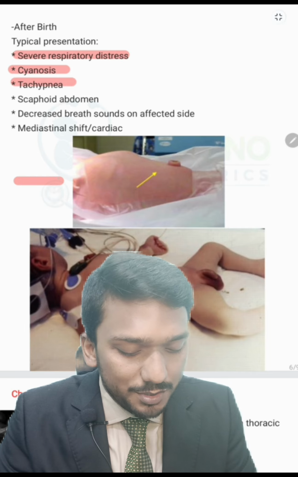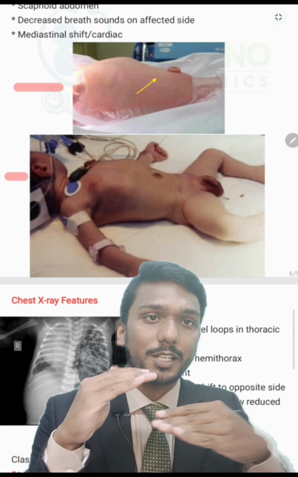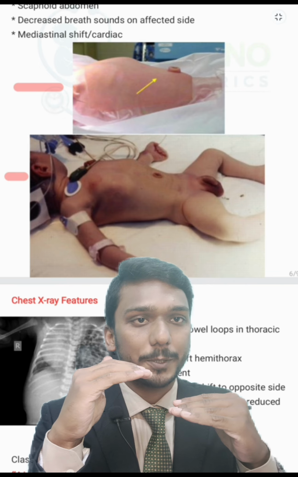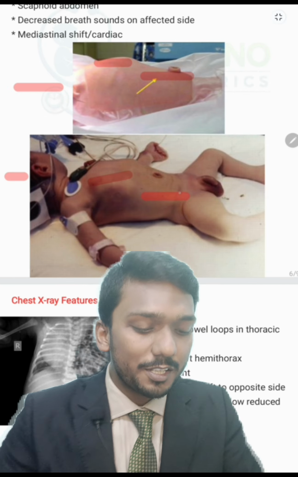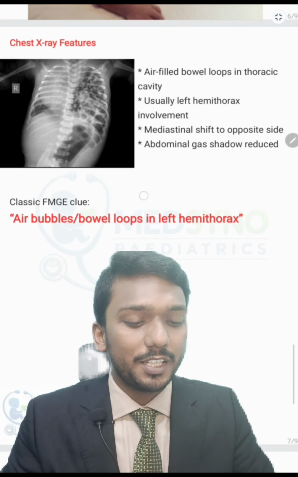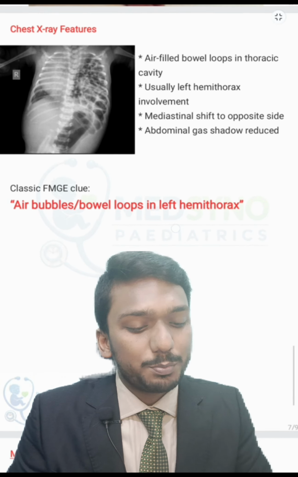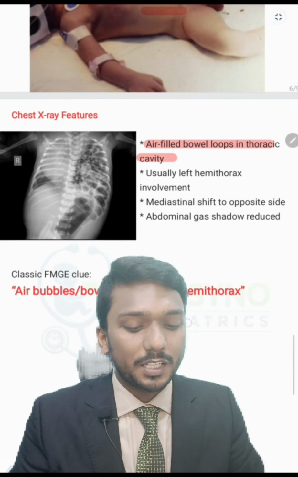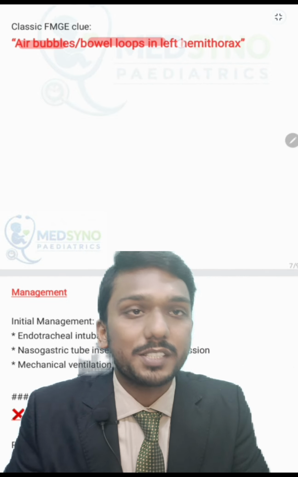This image mentioned over here is called scaphoid abdomen because all the bowel loops have entered into the thoracic cavity. So the thoracic cavity looks one step above the abdominal cavity, as over here. This is a real case of congenital diaphragmatic hernia, the image I attached over here. Next, we have to know the X-ray finding they might test in radiology. Just remember, there will be air-filled bowel loops in the thoracic cavity. In FMG, they will give air bubbles or bowel loops in the left hemithorax.